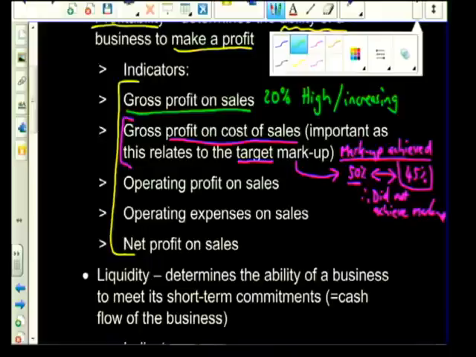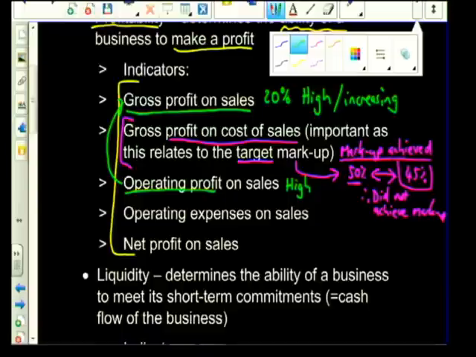Our next ratio is our operating profit on sales, and this is very similar to the first ratio. It tells us for every R1 of sales how much we keep as operating profit. In other words, after we have included our operating incomes and subtracted our operating expenses. So usually this ratio is less than the gross profit on sales because we've got our operating expenses to subtract, but we also want this ratio to be as high as possible because the higher the ratio, the more we get to keep for ourselves as operating profit.